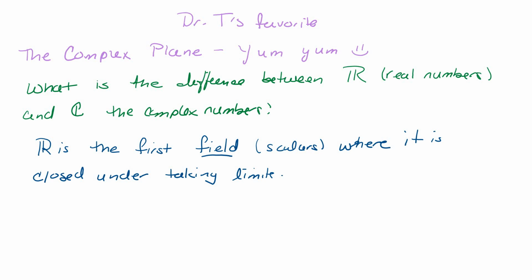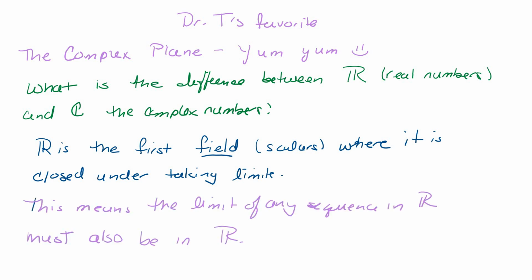The real numbers are the first field that is closed under taking limits. That means you can have a sequence inside R, and the limit remains inside R. And that's what the real numbers are all about. That's why you work on the reals so much, because calculus is about taking limits. That's what you do.